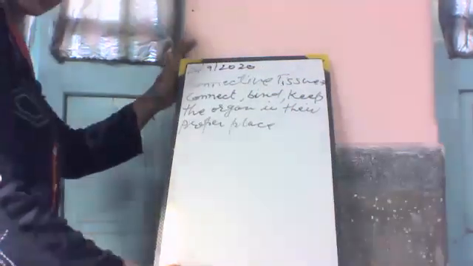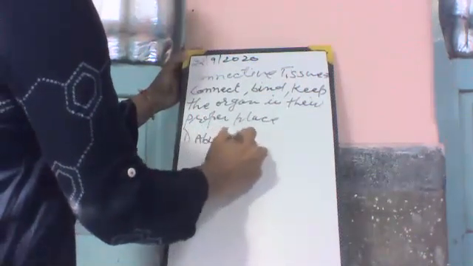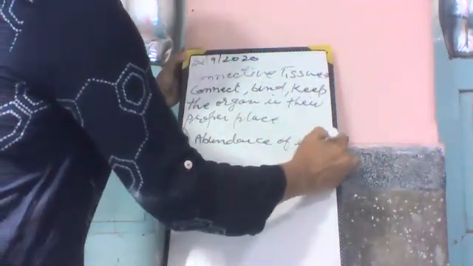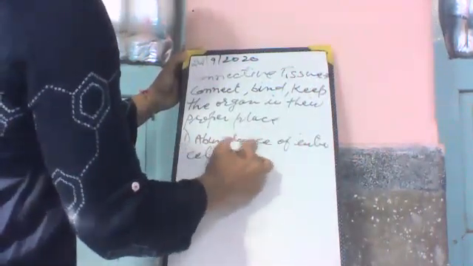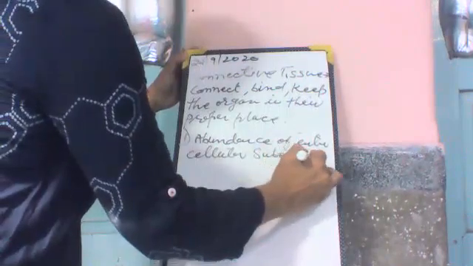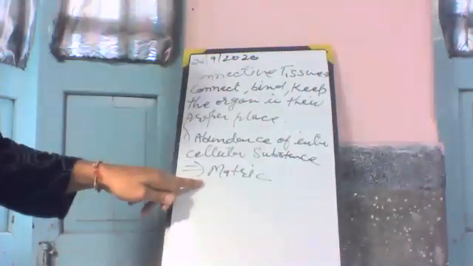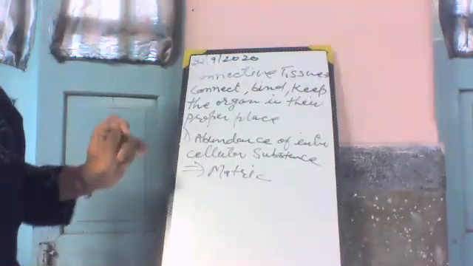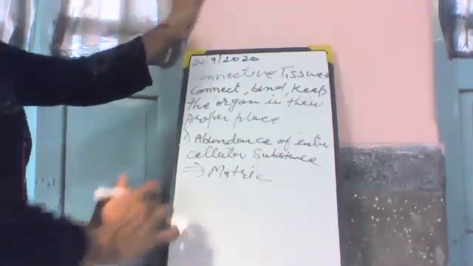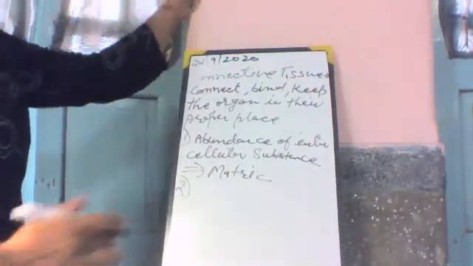It has three characteristics. There are three types of cells present in it. First, they have an abundance of intercellular substance, and that is called matrix. Matrix is present in connective tissue, and they are rich in intercellular substances. And the second thing, they have fewer cellular elements.